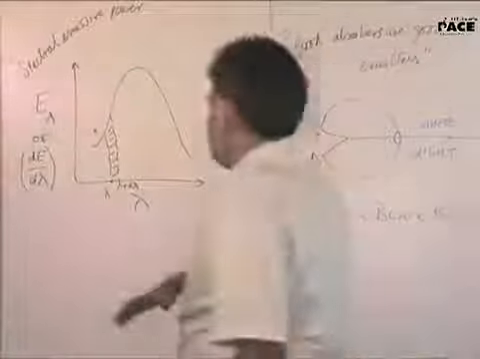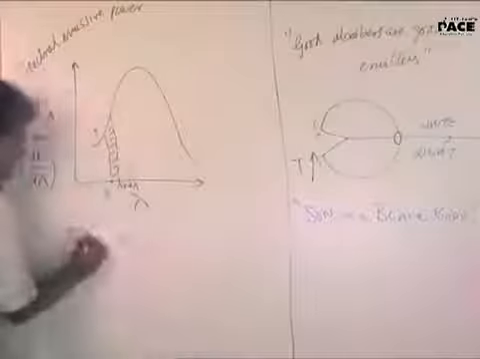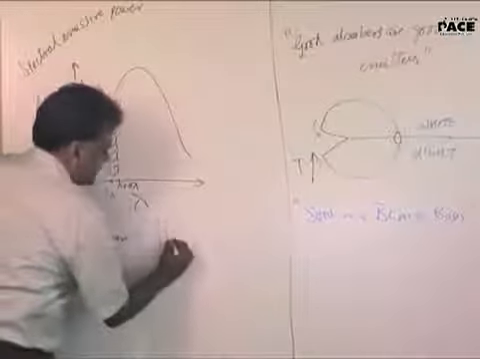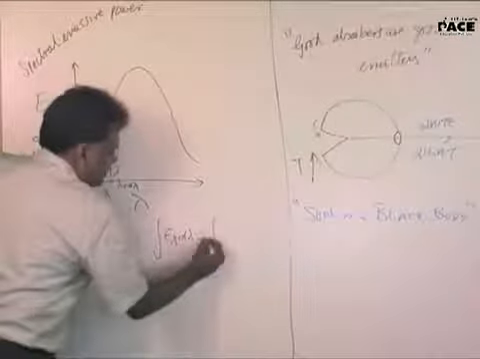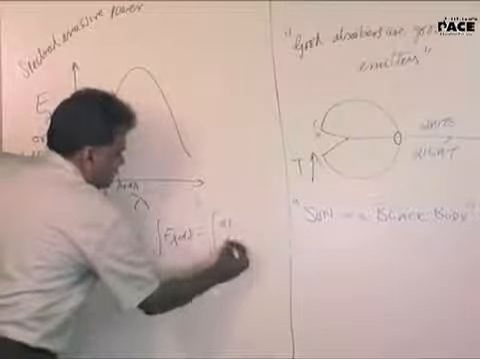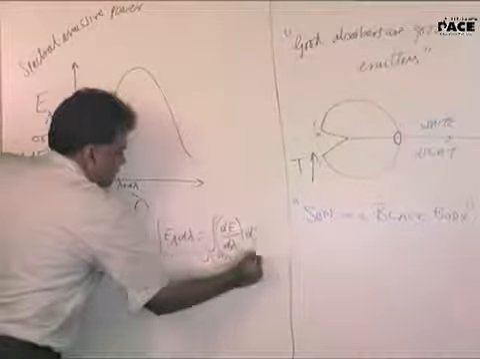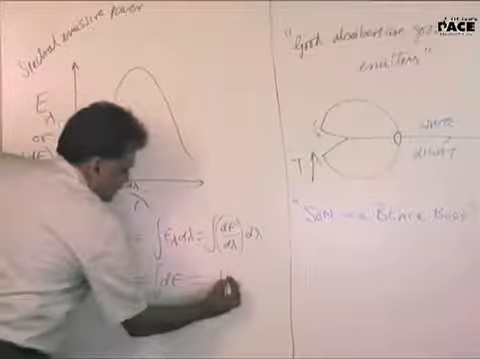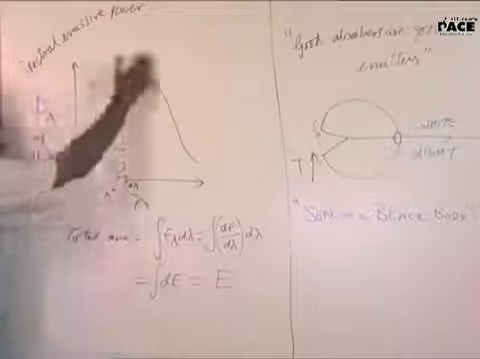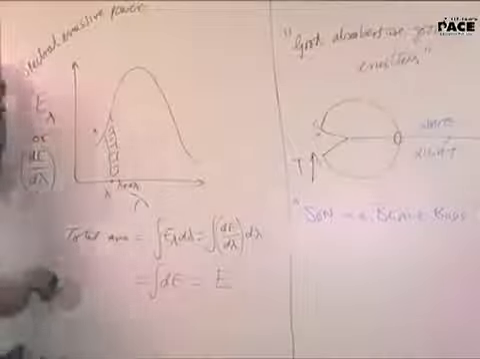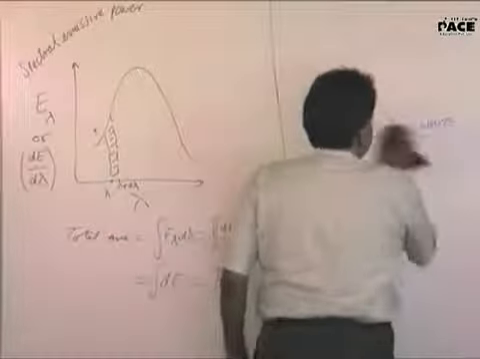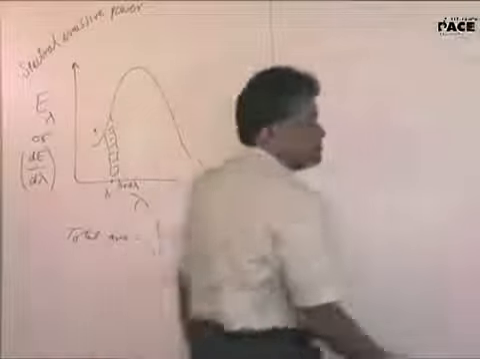If you take the total area under the graph, the total area equals integral E lambda d lambda, which is nothing but integral dE by d lambda times d lambda, which is nothing but integral dE, which is nothing but the emissive power. The area under the graph gives you emissive power. Yeah, is that okay?